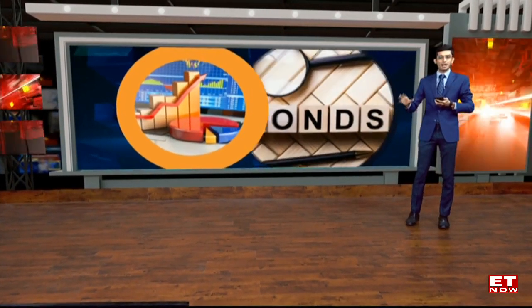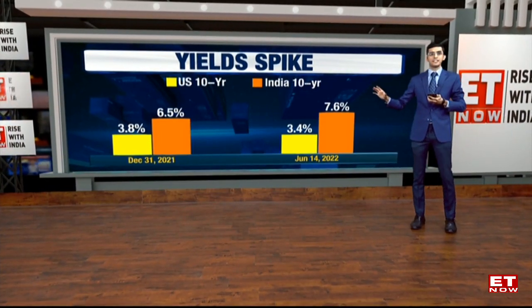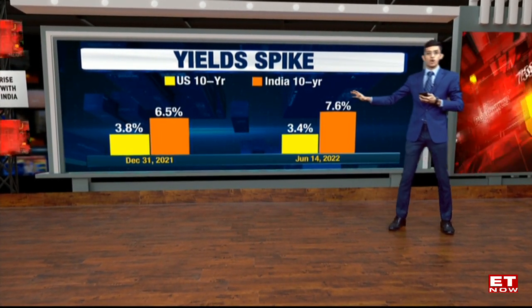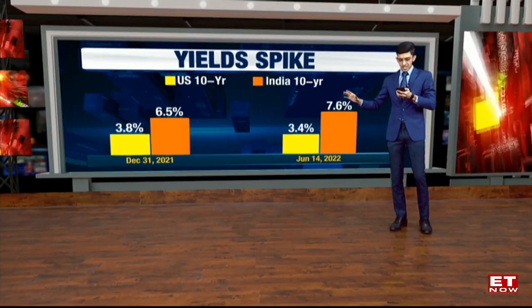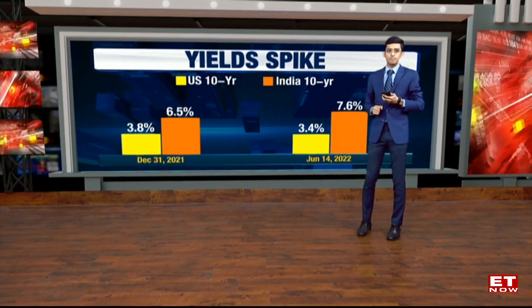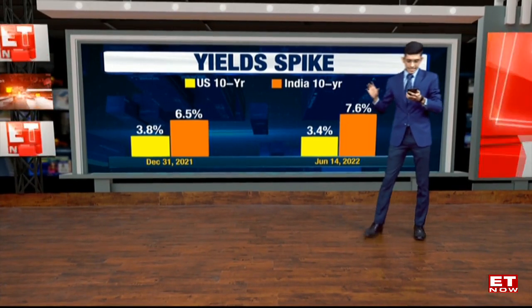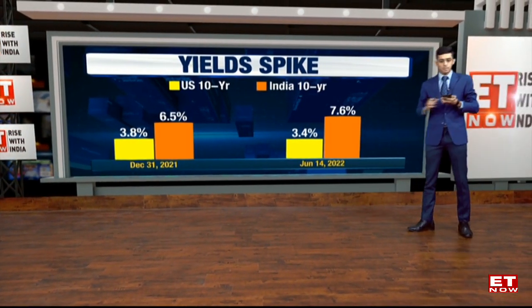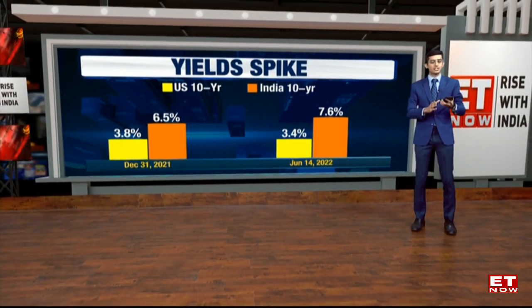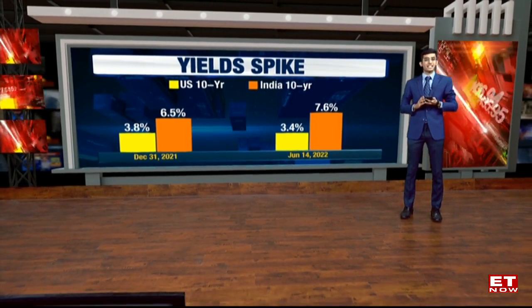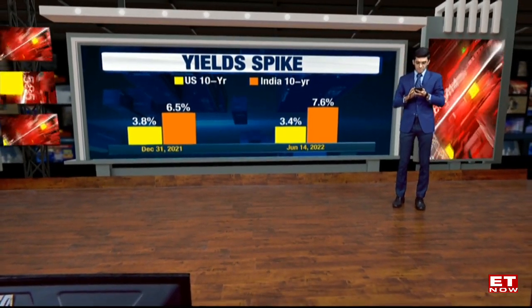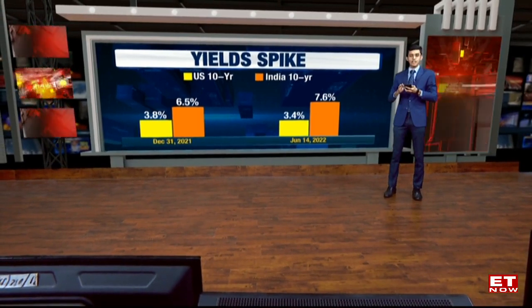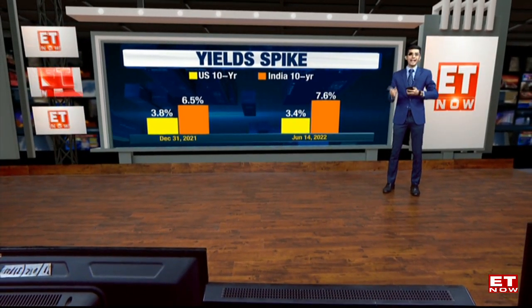Moving quickly on to how bond yields have risen and how dramatically they've risen. When we're looking at the US 10-year yield, that's gone up from roughly 1.5% to 3.4%. And where the Indian yield is concerned, it's up from 6.5% on the 31st of December to 7.6% as of now. Also, when we're looking at the US bond yield curve, that has inverted.